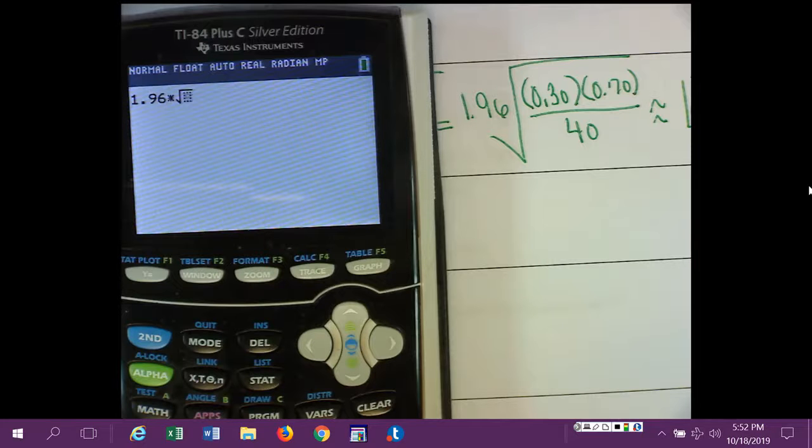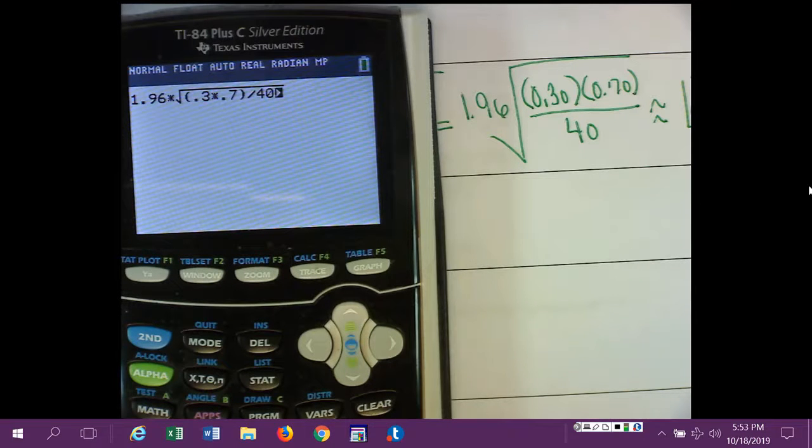Some older calculators will prompt you with parentheses. This is the new TI-84 Plus C Silver Edition. You don't need parentheses, but I like to do this. Parentheses 0.3 times 0.7 and close it up, because that's my numerator. Notice how I'm still under the radical with my newest TI-84 Plus C Silver Edition. Make sure that you are dividing by n under the square root.